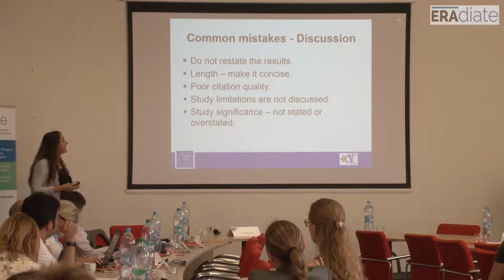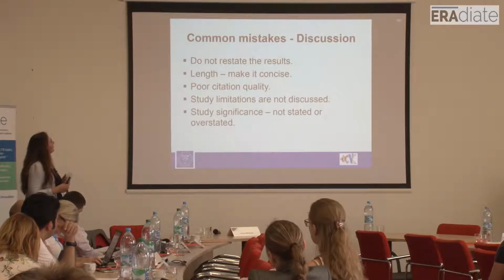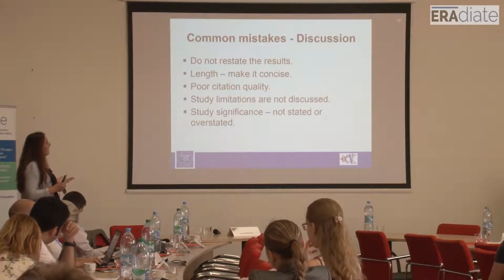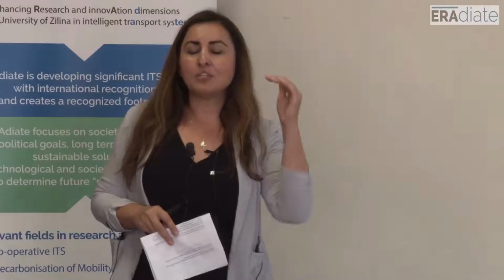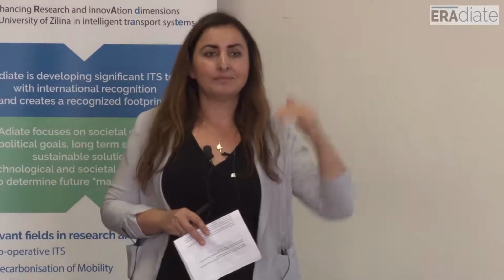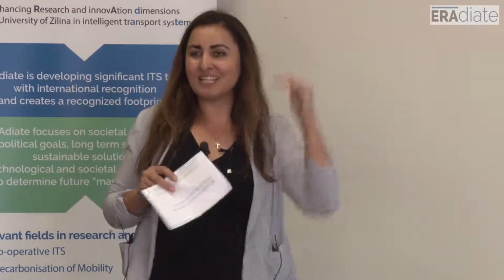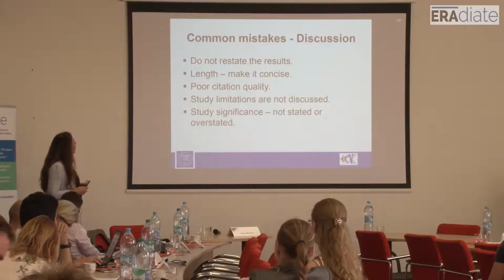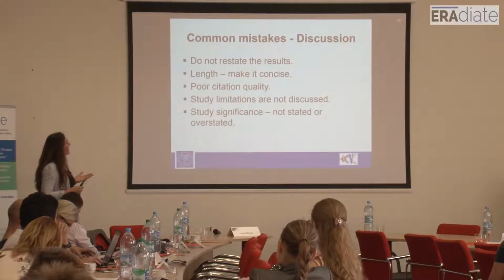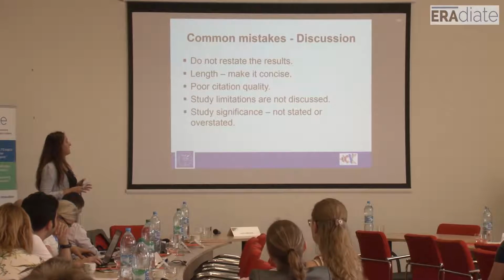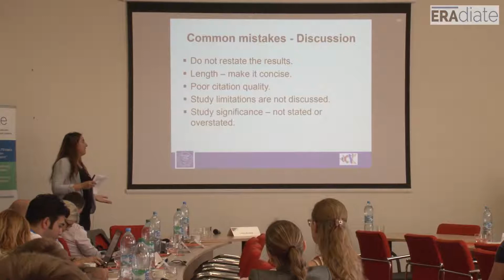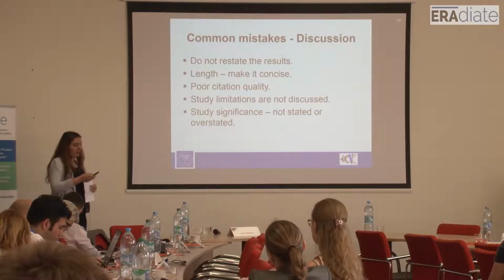Common mistakes in the discussion section include: you do not restate the results. Of course, the results shouldn't be stated in the same way as you did in the results section. Okay, this would be useless. Length: you should make it concise. Often, the problem is the poor citation quality. Study limitations are not discussed, and the study significance is not stated or overstated.